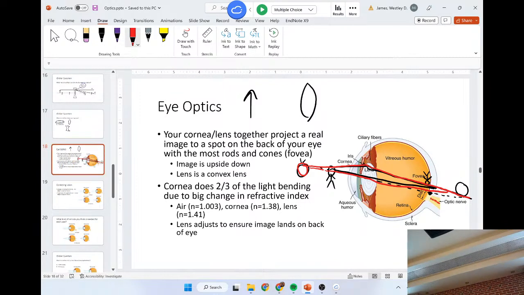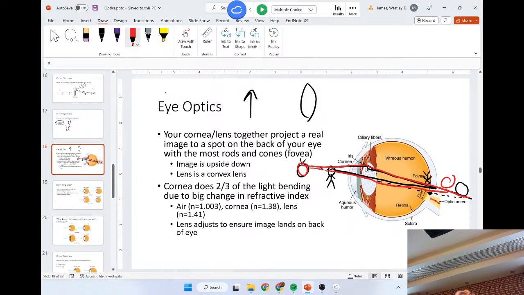Notice these two red lines do not converge here, which means they're out of focus. It's going to look fuzzy. A crisp image is where those lines come together. Where does the image actually get generated for that apple? Back here, behind the eye, which is not where your sensors are, so it's not very useful.